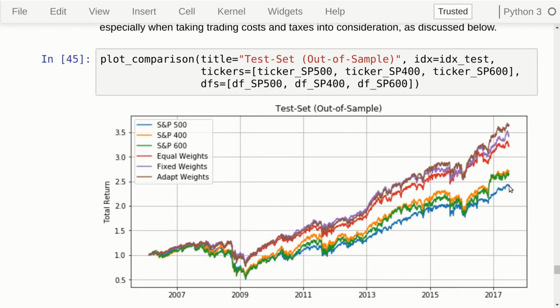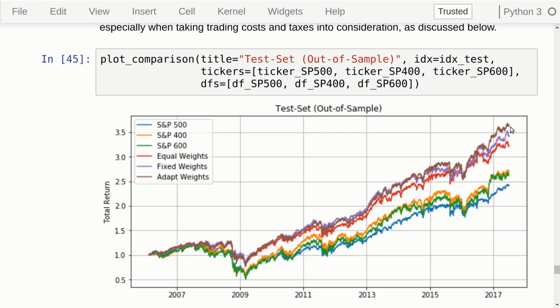And again, at the bottom we have the S&P 500, and the S&P 400 and 600 did about the same, and the equal weighted portfolio did significantly better. The fixed weight portfolio did slightly better, and our adaptive portfolio did slightly better again.